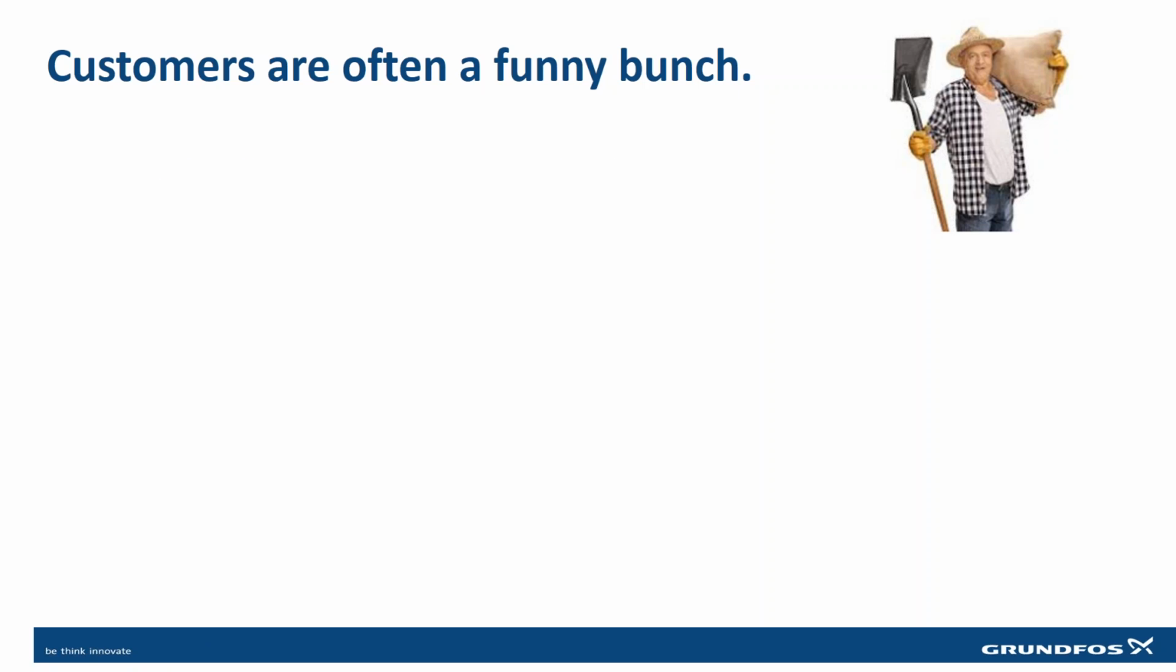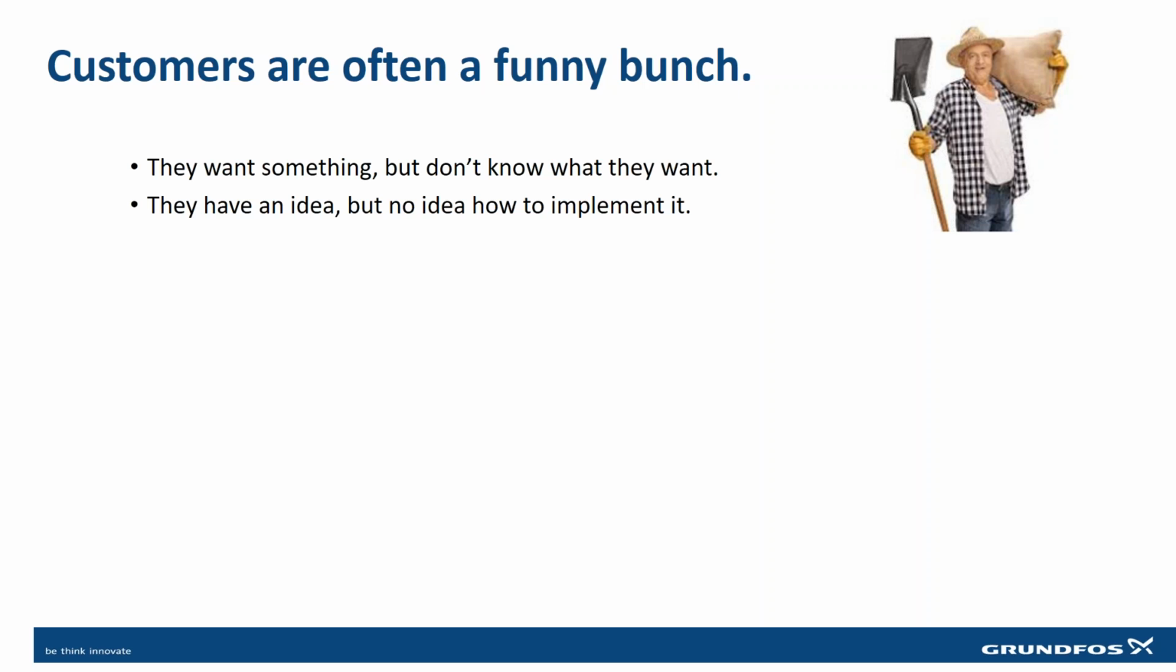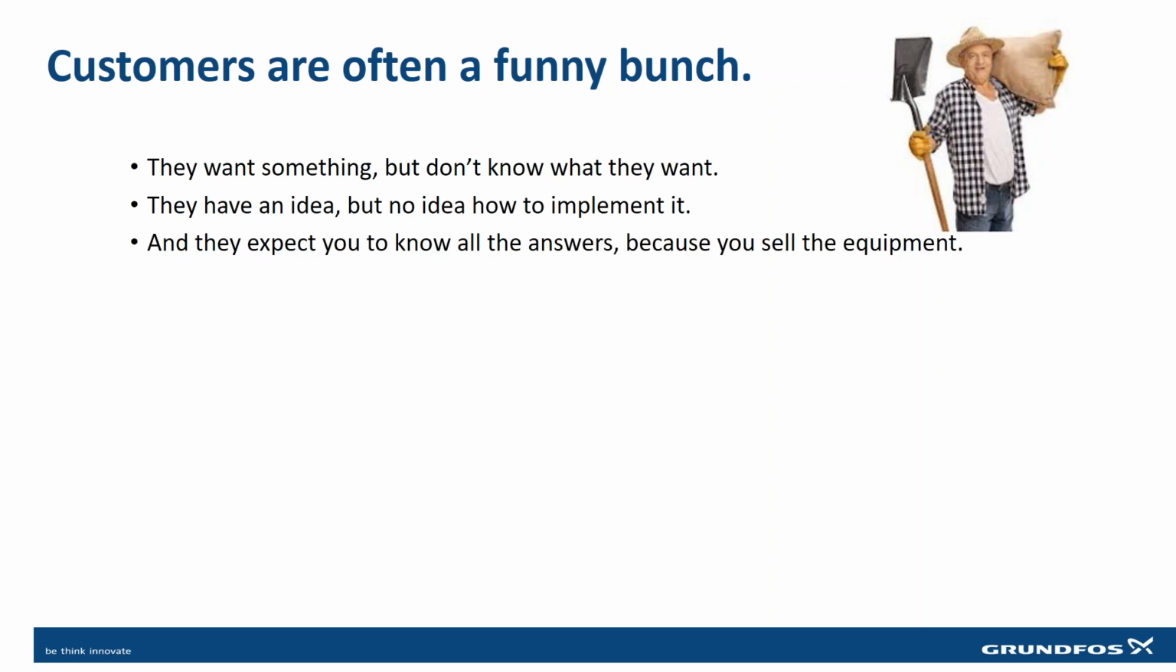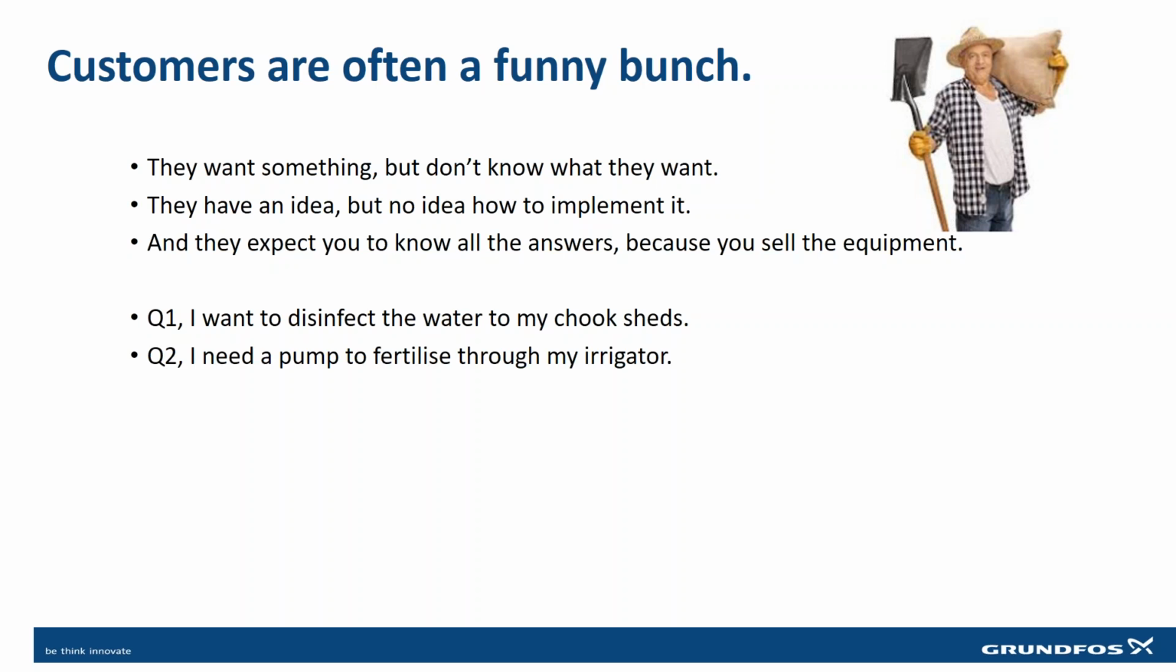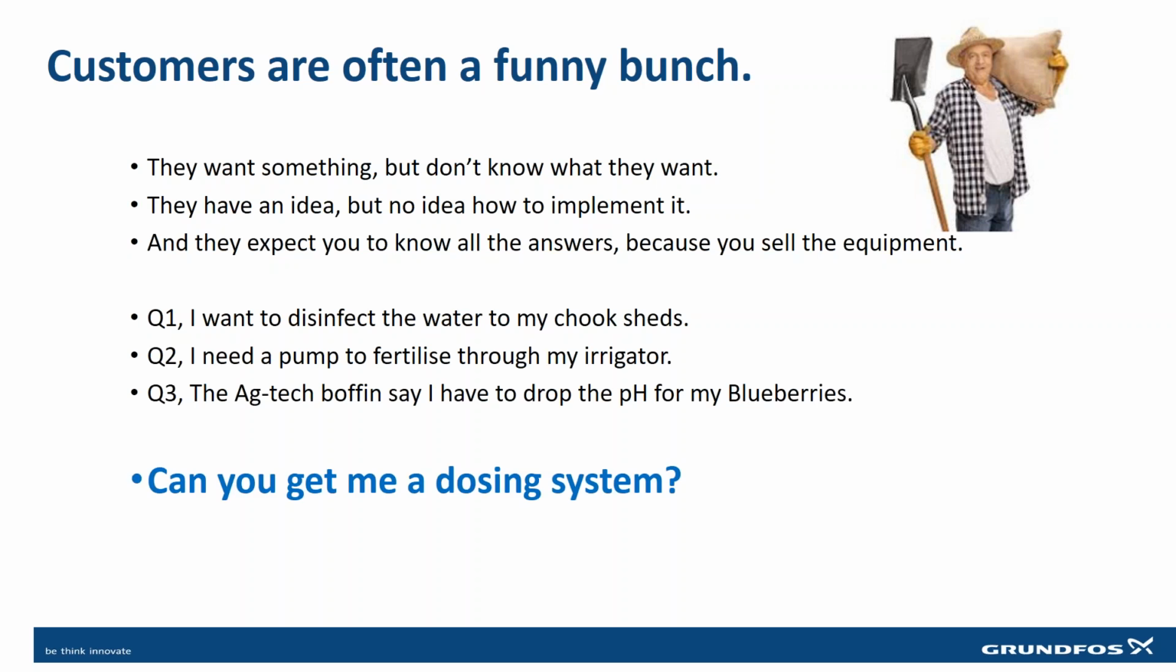Okay, so customers sometimes want something, but they don't know what they want. They have an idea, but no idea how to implement it. And then I expect you to know the answers because you sell the equipment. So you need to find out what they're looking for. And often they'll come to you with questions like, I want to disinfect the water to my chook sheds. I need a pump to fertilize my irrigating system. AgTech Boffin says I need to drop the pH from my blueberries. Can you give me a dosing system? Where do you start? Where do you try?